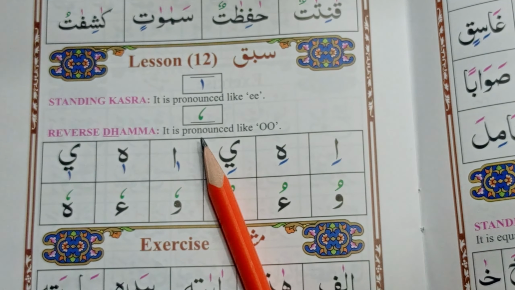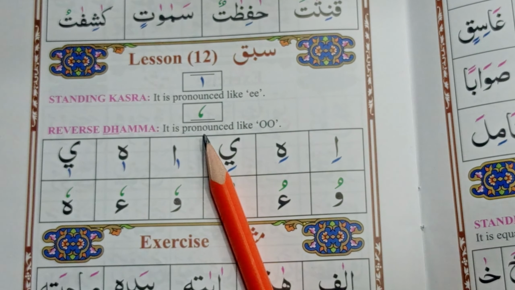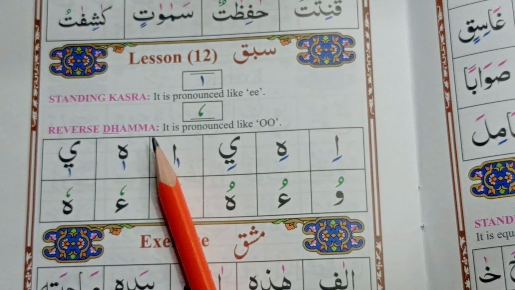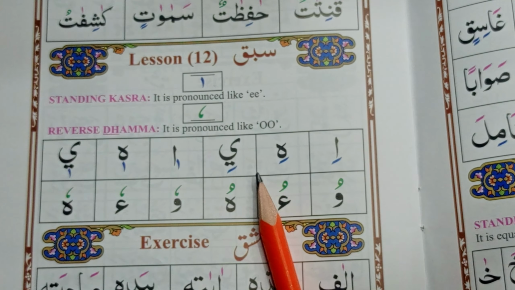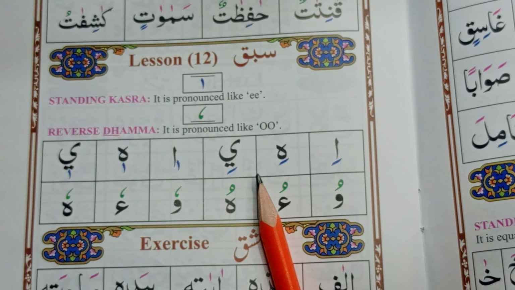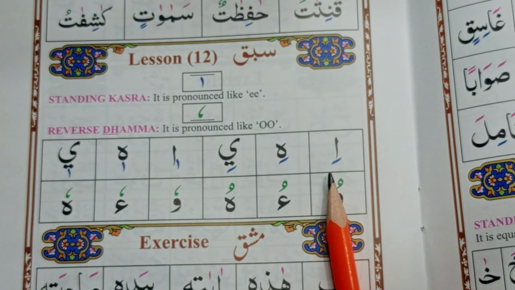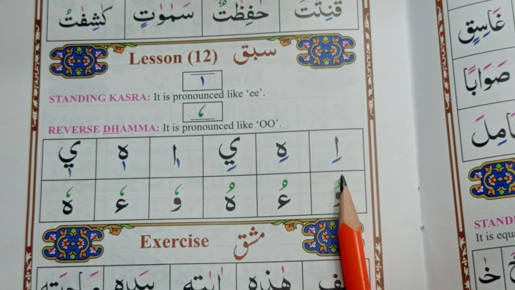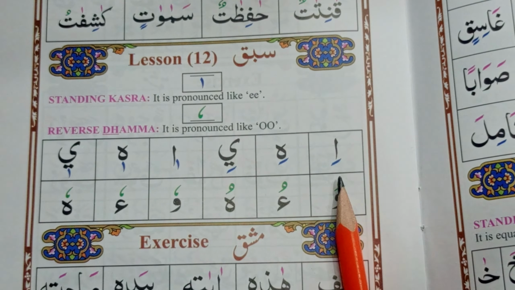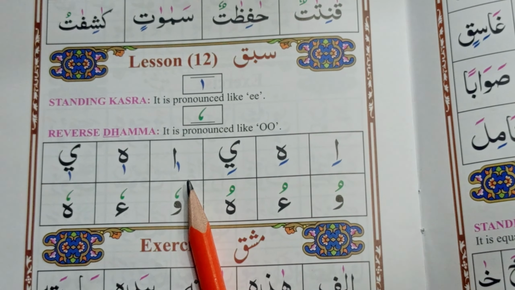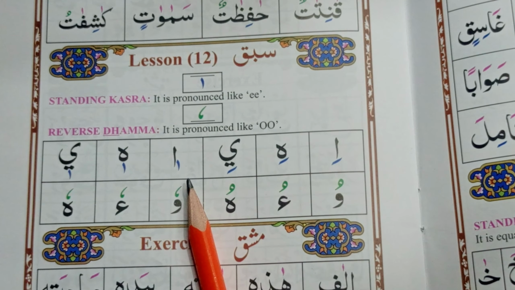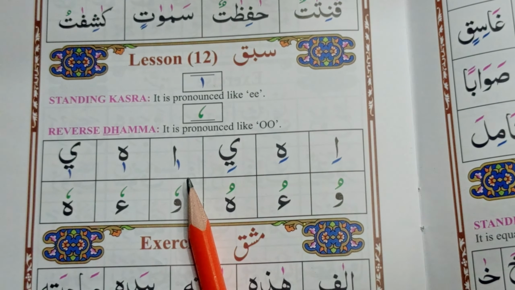Next we have lesson 12. Lesson 12 is all about standing kasra and reverse dhamma. Standing kasra is pronounced just like simple kasra but a little bit long. For example, alif kasra e, simple kasra. That's why we read it short. Next, alif kasra tawila e, a little bit long. Standing kasra is also called kasra tawila.